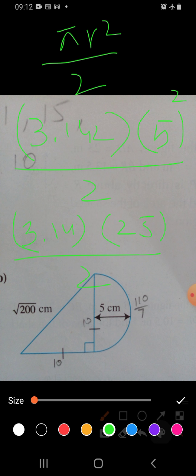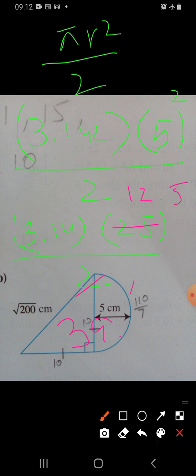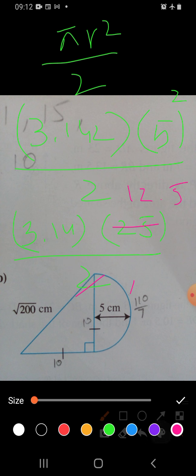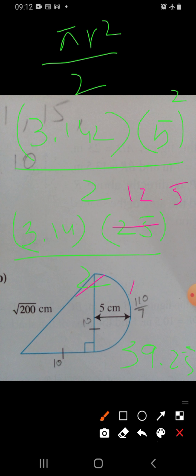Here I can do some cross multiplication and that's going to become 12.5. Now we will multiply 12.5 by 3.14, so we will get the value 39.25. Previously we got the value of 50 and now 39.25. Now if we add both the values, then we are going to get the area of the whole composite figure.